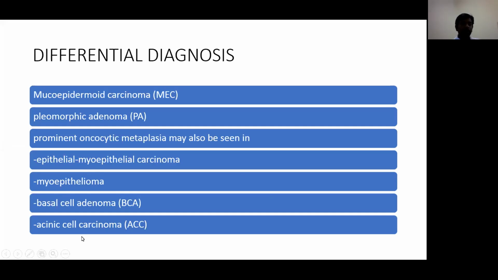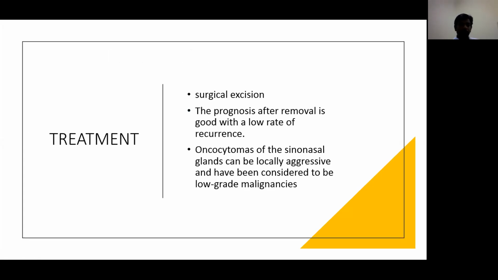Among them is acinic cell carcinoma. All can be differentials, because they can all have oncocytic metaplasia. So when you are doing a small biopsy, if you see only those areas, you may mistake that for an oncocytic neoplasm. When you see the entire tumor, you will have the other areas. Surgical excision is the treatment again.